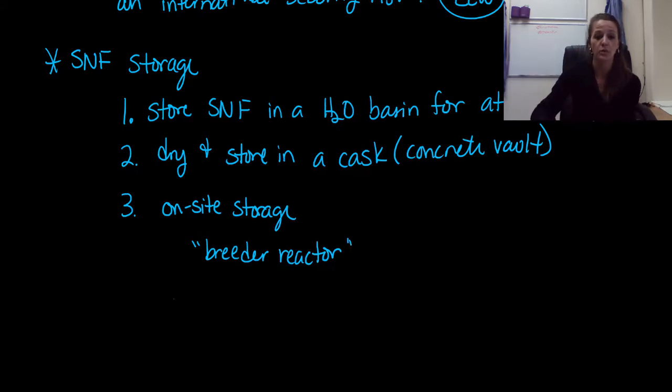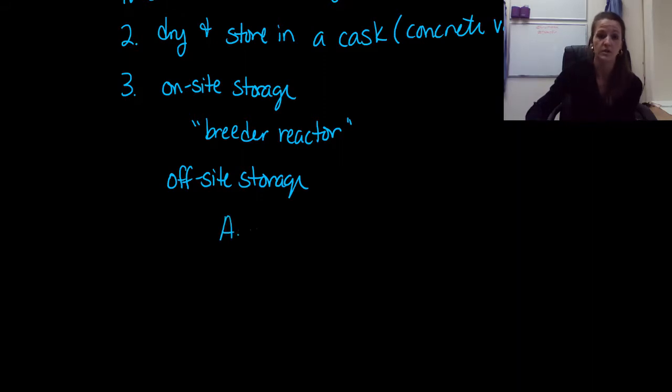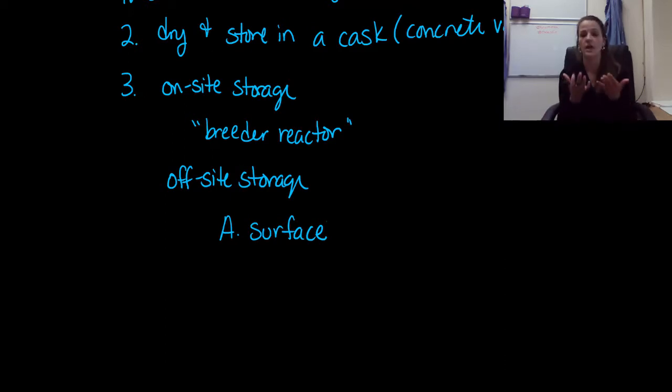So the other option would be off-site storage, and this is definitely more common. For off-site, you have two different options. The first one is going to be surface level. For surface level, basically what you do is you put these fuel rods just underneath the surface of the ground.